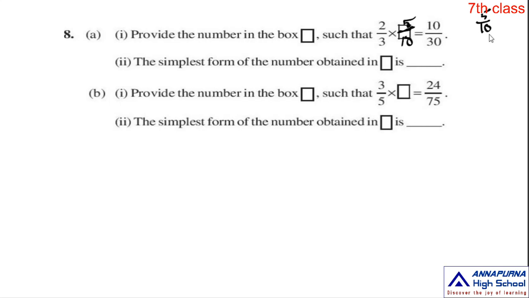So both numerator and denominator, 5 and 10, we can cancel by 5. 5 ones, 5 twos. So therefore the simplest form is 1/2.